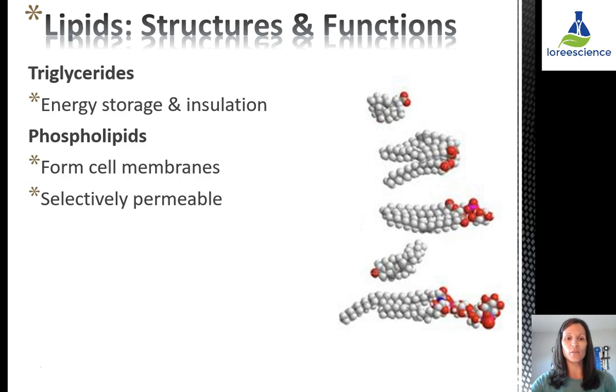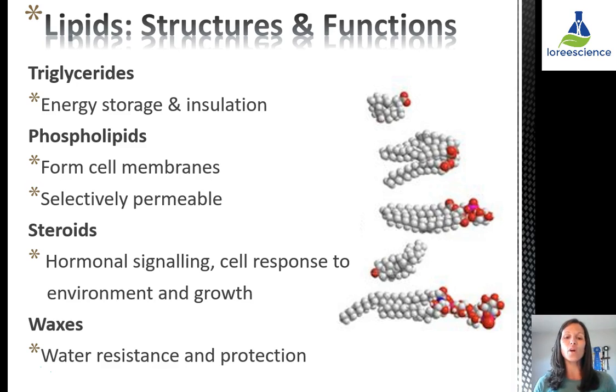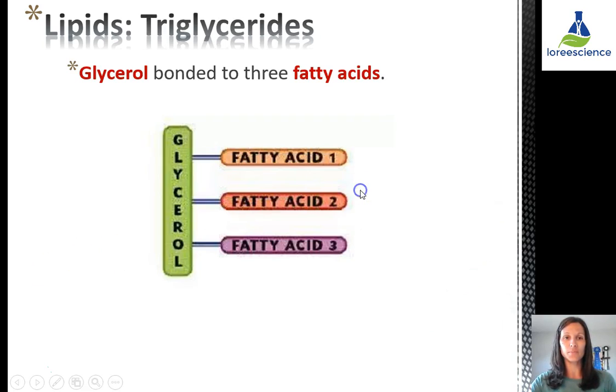out of cells. Steroids are used for hormonal signaling around the body, cell response to environment and growth. It's basically a means of communication within an organism. And waxes are water resistant and protection, generally found on the outer layers of organisms. So let's take a closer look at each of these types of lipids.